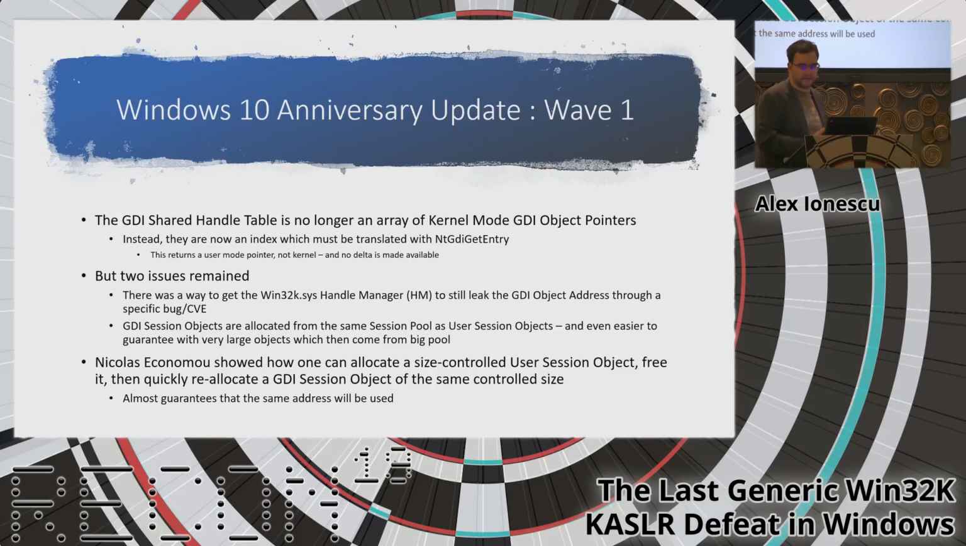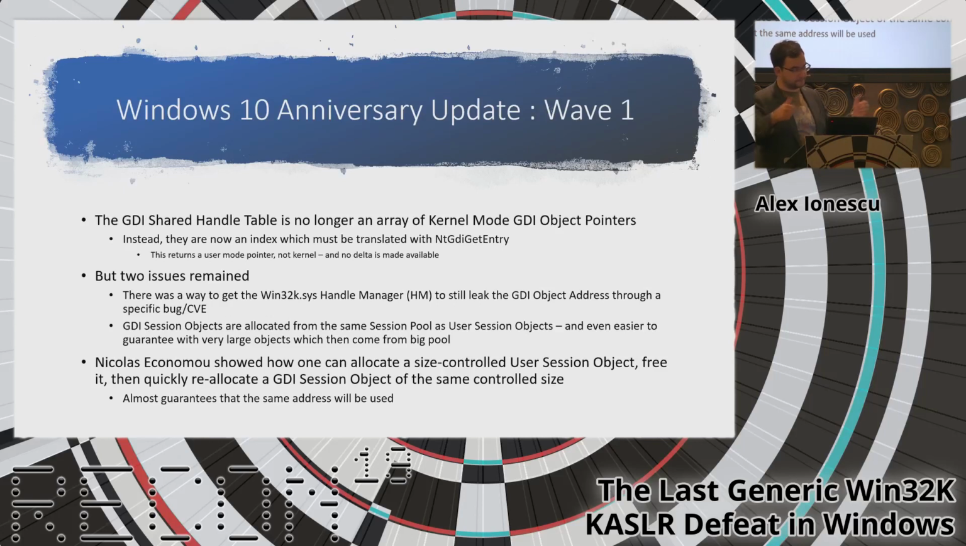First thing that happened, in the Anniversary Update, is at the GDI level. The GDI shared handle table no longer has pointers to kernel mode GDI objects. Instead, it has indices. So it's now a handle table of indices, and those indices must be translated with a syscall, NtGdiGetEntry, and then this gives you back a user pointer. So now when GDI components in user space want to touch a GDI object, they go from the object handle to an index. From the index, they do a syscall, and then they get the user pointer. It does slow things down, because before you could go from handle straight to kernel pointer, and then do a delta and get the user pointer. Now there is a syscall, but the GDI team felt it's worth taking the penalty of a syscall in exchange for not leaking thousands of kernel pointers.